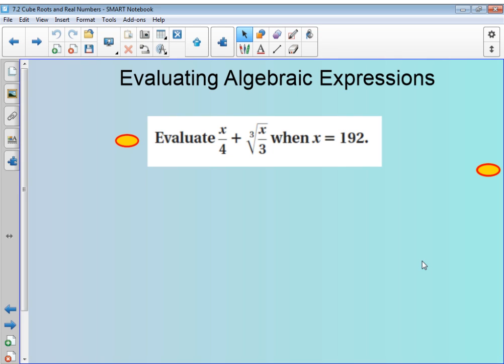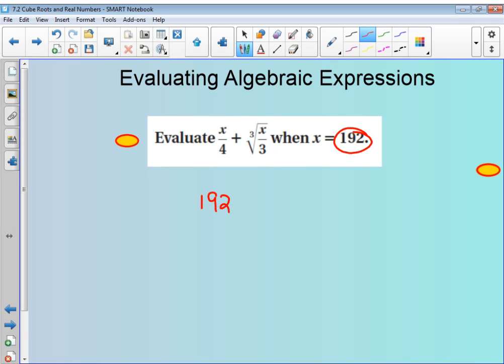Okay, we're going to be working with evaluating algebraic expressions that involve cubed roots. So here we've got evaluate x divided by 4 plus the cubed root of x divided by 3. Our first step in working through this is to substitute in, because they are telling us what x is worth. So we're going to go ahead and substitute in.